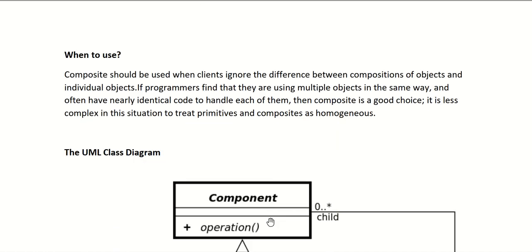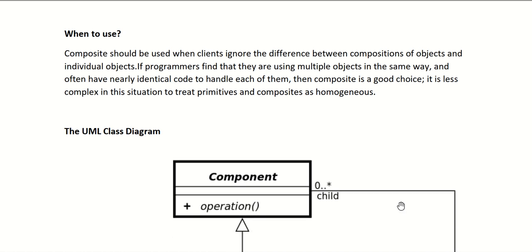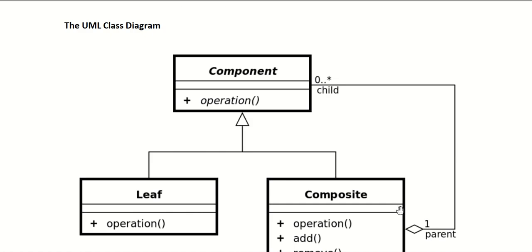So when to use it? Composite should be used when clients ignore the difference between compositions of objects and individual objects. If programmers find that they are using multiple objects in the same way and often have nearly identical code to handle each of them, then composite is a good choice. It is less complex in this situation to treat primitives and composites as homogeneous. The UML class diagram for the same.